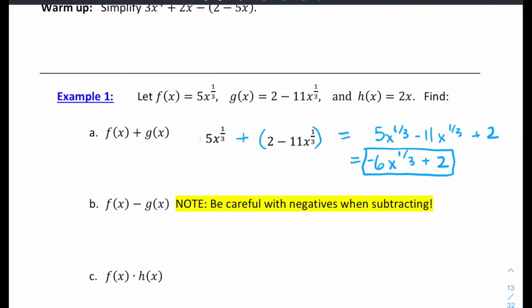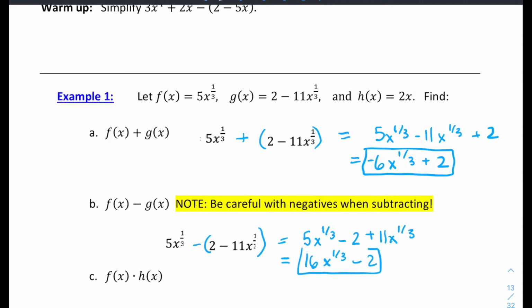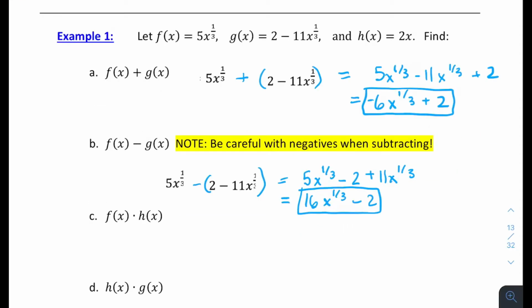Now subtraction is where people usually mess up. So again, if you are doing subtraction, make sure you're putting your expressions in parentheses, especially the second one that you are subtracting, and then you'll have to distribute your negative and then combine like terms. So on this one, I'll have 5x to the 1/3 minus 2 plus 11x to the 1/3, which is going to get me 16x to the 1/3 minus 2. So nothing super crazy, substitute them in, perform whatever operation it is.